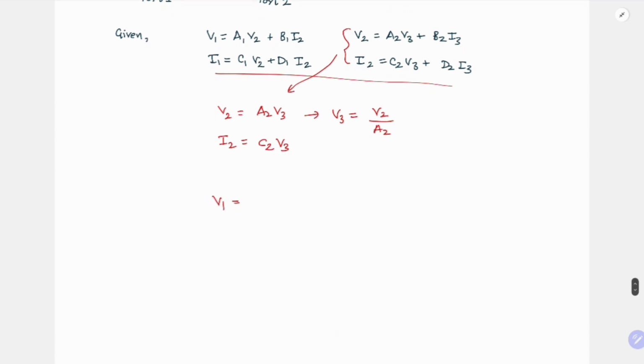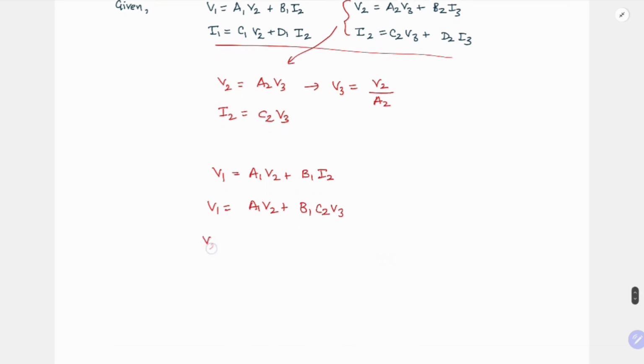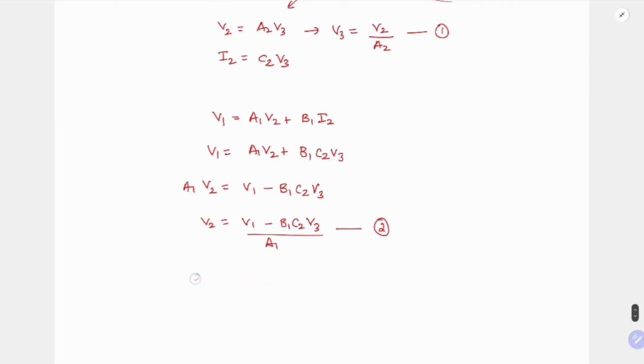So now what is your V2? So from our first equation, V1 is equal to A1 V2 plus B1 I2. I2 in terms of V3 you already know. So V1 is equal to A1 V2 plus B1 C2 V3. So now you need to eliminate V2. So A1 V2 is nothing but V1 minus B1 C2 V3. Your V2 is V1 minus B1 C2 V3 by A1. So let me call this 2 and this 1. So substitute 2 in 1.